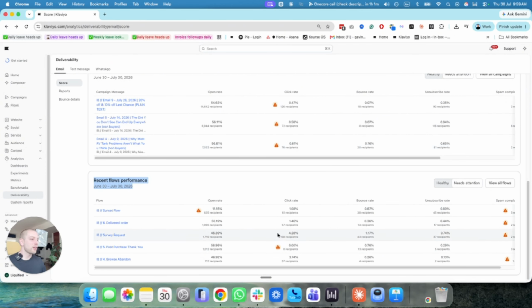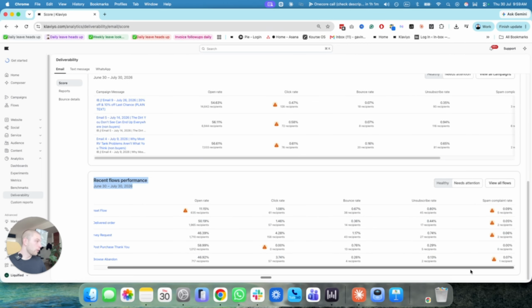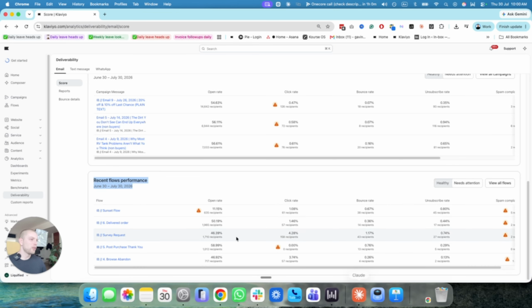And I like to identify where we're having issues, okay? So from an immediate red flag, what I see here, sunset flow. Okay, it's very low open rates and very low click rates. However, sunset flows are designed to go to very unengaged people. So I'm usually like, okay, I'm not that concerned. This is getting low engagement rates. It's supposed to go to unengaged people. Naturally, we'd see low engagement rates. So that's not a massive concern there.